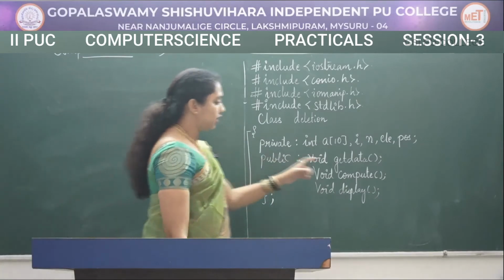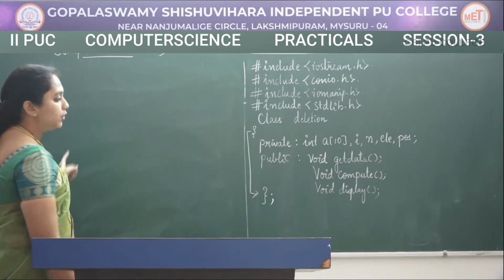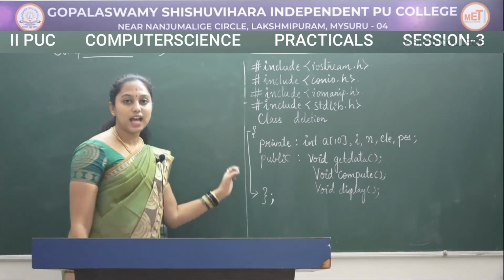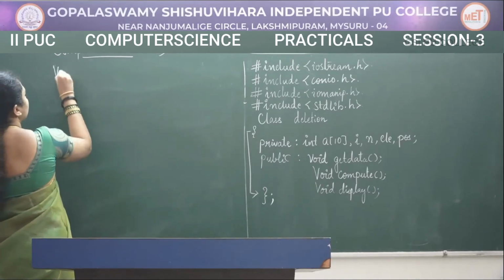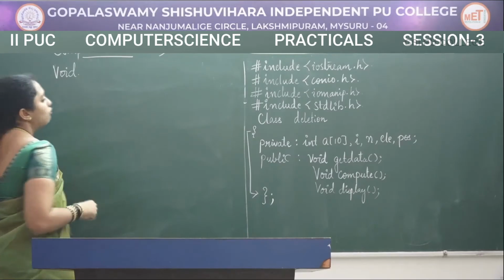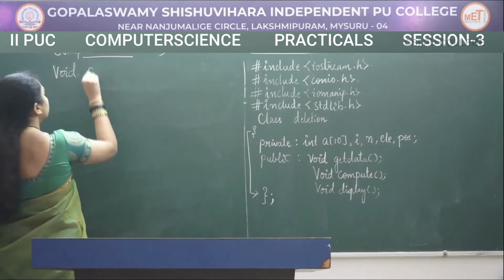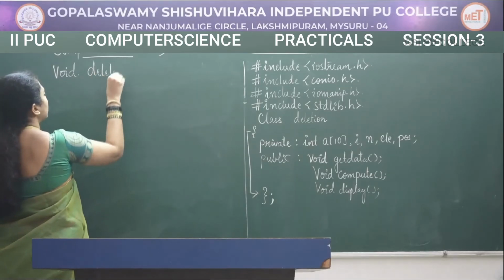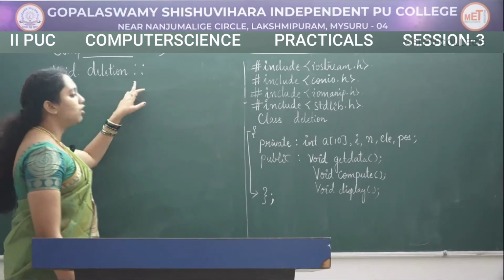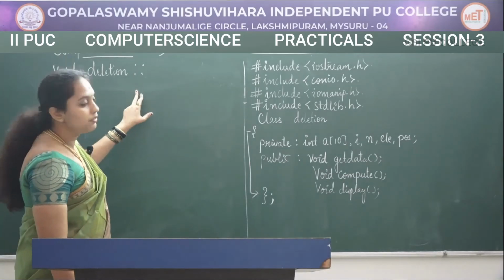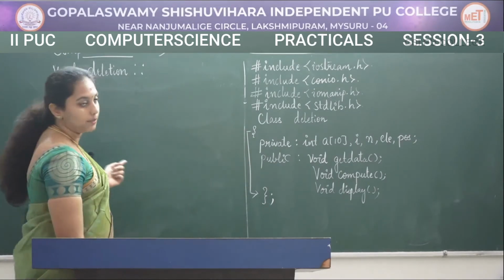Now I am declaring the function outside the class. So for that we have to mention the class name. First we have to mention the return type. So what is the return type? The return type is void followed by the class name. What is the class name? The class name is Deletion, followed by a scope resolution operator. It is used because we are defining a function outside the class.